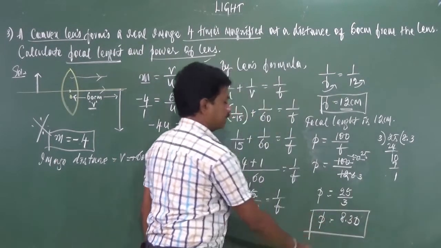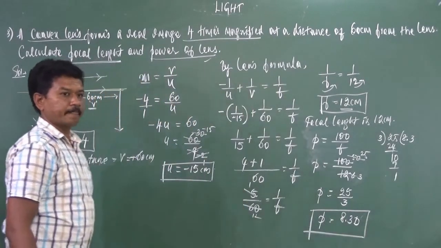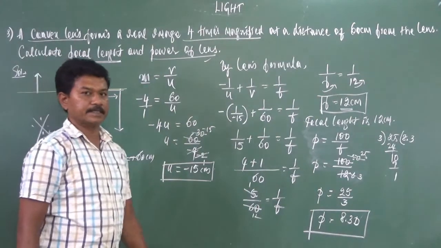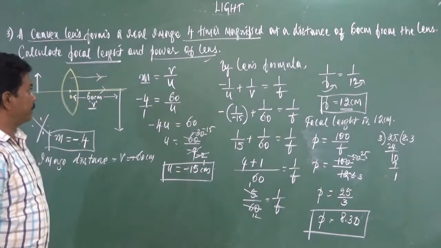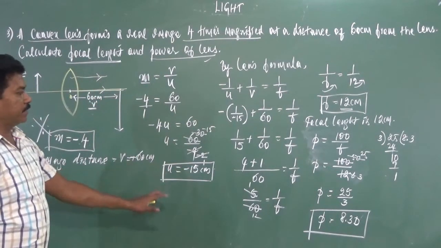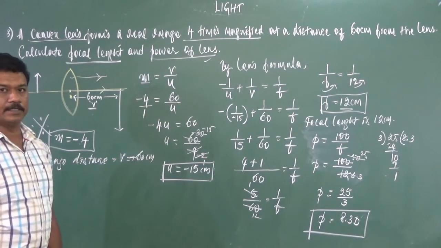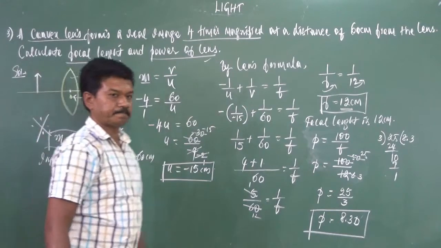So what is the power of the lens? It's approximately 8.3 diopters. So this is how we have to go with the problem. It's very important. It is also being asked in one of the final examinations of the CBSE science paper.